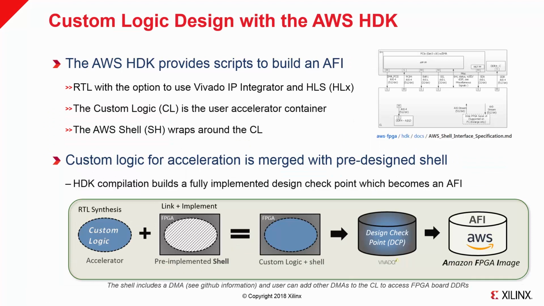Let's look a little bit closer at the custom logic design flow with the Amazon HDK. The Amazon HDK provides scripts to build an AFI, RTL, and this option also provides the option to use the Xilinx Vivado IPI, or IP integrator, and/or HLS. The custom logic, CL, is the user accelerated container. The AWS shell, or SH, wraps around the custom logic. The AWS HDK compilation will build a fully implemented design checkpoint file, which then becomes an AFI.